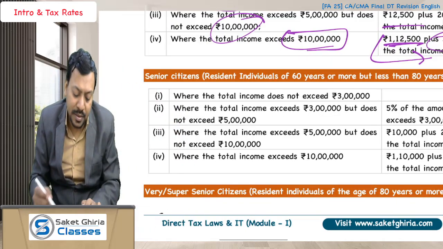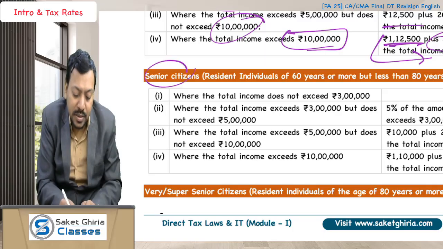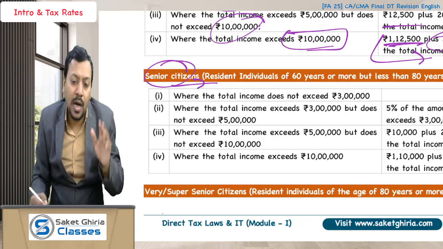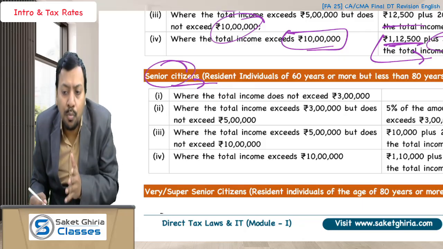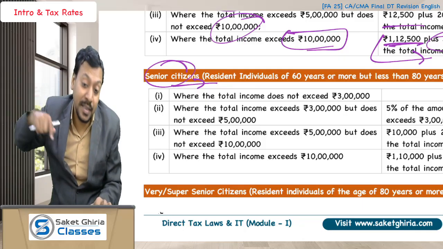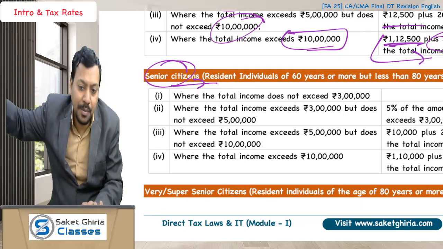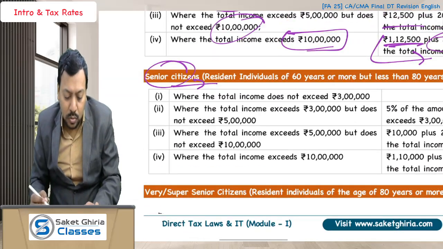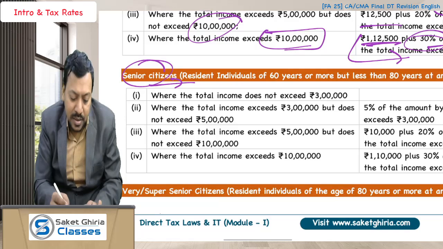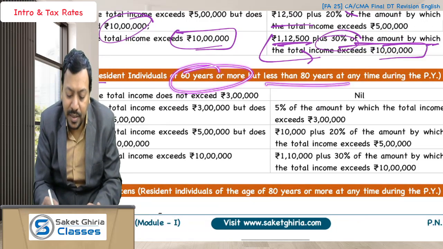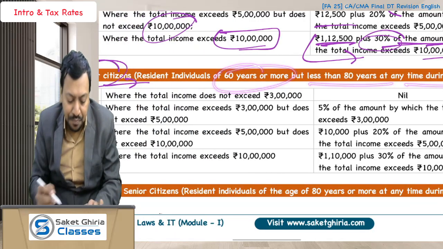So the second slab that we are studying is for senior citizen. Senior citizen means a person who is a resident in India in the previous year of the age of 60 years or more at any time during the previous year, but less than 80 years, because for a person of 80 years and above there is a much more beneficial slab. Thus the second slab is for a senior citizen resident individual of 60 years or more but less than 80 years at any time during the previous year.